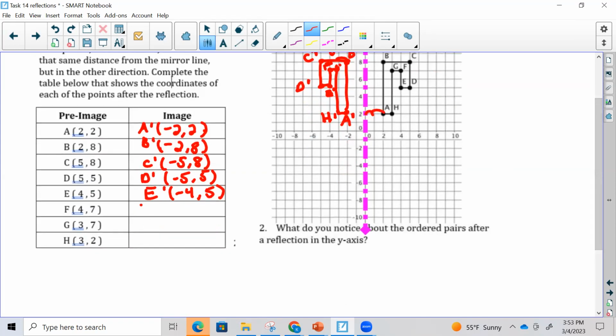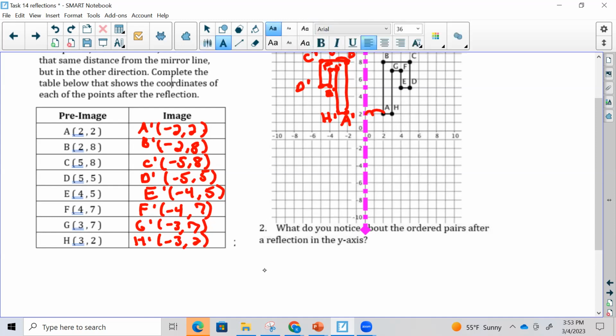Okay, and same thing, F prime, if you look, is at -4, 7. G prime is at -3, 7. And H prime is at -3, 2. And you can check them all in the graph. Okay, so what do we notice about the ordered pairs? And I'm going to do a general rule for the reflection over the y-axis, not just these points.